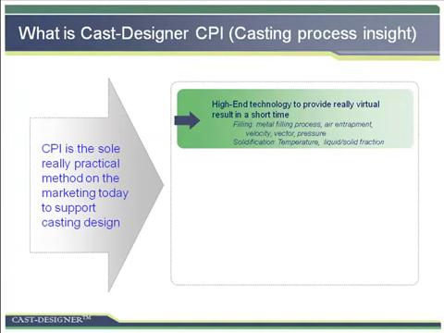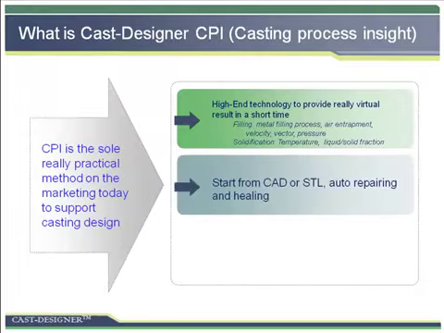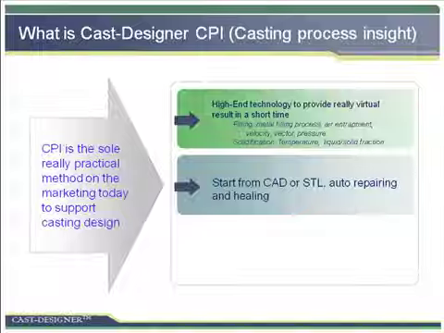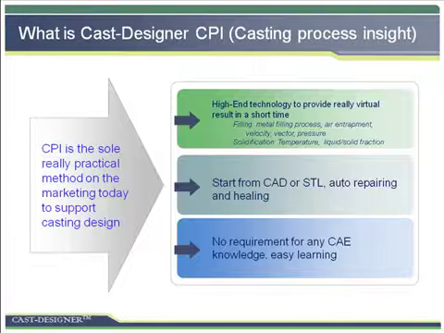We provide very detailed results for the metal filling process, such as metal flow, air entrapment, velocity, vector and pressure. We also provide detailed results for the solidification process, including temperature distribution, cooling rate, liquid or solid fraction, and shrinkage porosity. Cast Designer CPI can start from CAD or STL mesh file format. It can repair and heal geometry if it is not perfect. The user of Cast Designer is not required to have CAE knowledge.